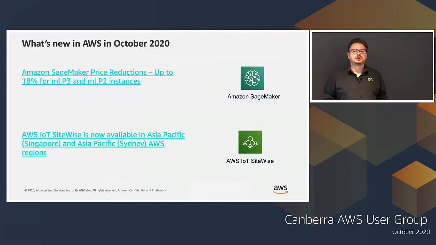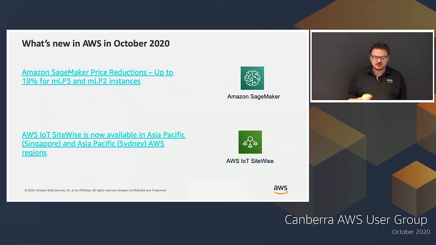In terms of updates that I wanted to call out this month, there's a few that are on the cards. First of all, who doesn't love a price reduction, especially when it involves machine learning? So Amazon SageMaker has had a price reduction, and you'll see up to 18% reduction in our ML P3 and P2 instances. And this applies to those in the Sydney region and a number of our other regions as well. So now is as good a time as any to start looking at how you can run your machine learning workloads on AWS.